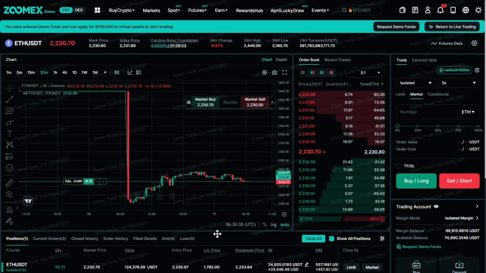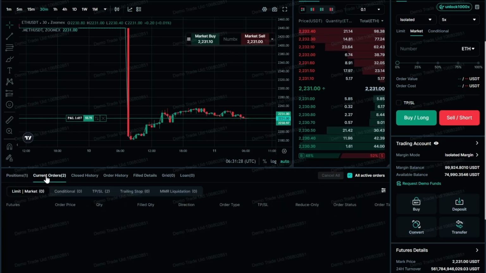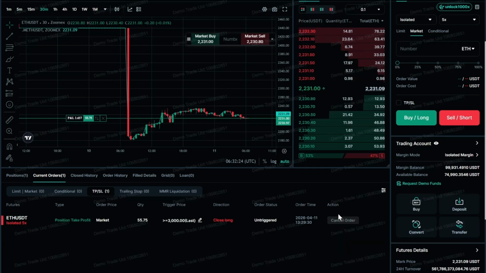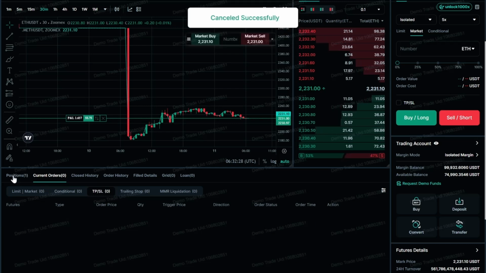Once your trade is live, we can see it in positions down here. In current orders is where we can see our take profit and stop loss orders. This is where we can cancel them or monitor them. Now, if we want to cancel our take profit and stop loss and close our order, we can just click cancel order for both of our take profit and stop loss positions.